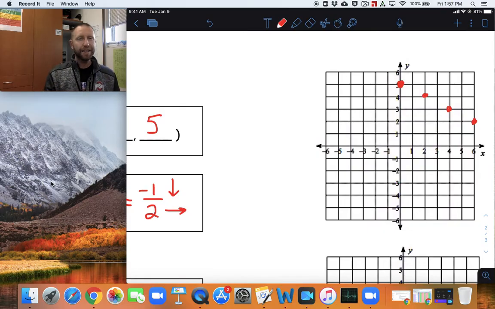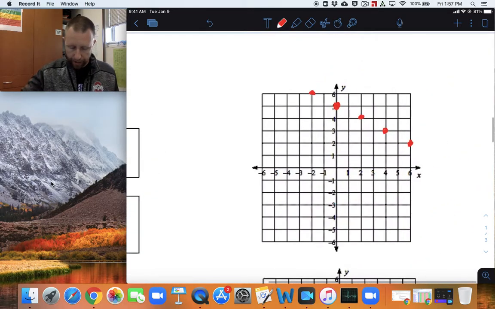And then go back to the beginning point and do the opposite. Instead of going down 1, go up 1. Instead of going to the right 2, go to the left 2. And I can only do one more point there. Okay, you can see though how that point is on the same line. You can tell. And then just go ahead and draw your line. Now that we have all of our points on there, we can go ahead and draw our line.